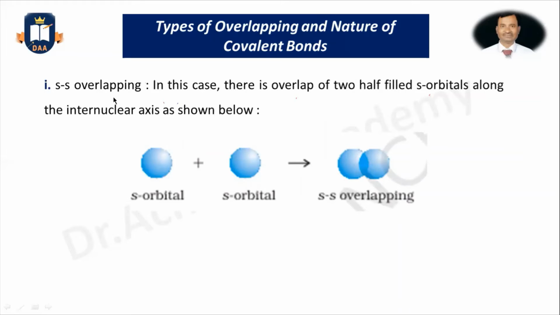Number 1, SS overlapping. You can see there are two S orbitals. It is spherical in shape, and two half-filled S orbitals, that means it has single electrons, and after overlapping, this is the combination, and is called the SS overlapping. Overlapping of an S orbital with another S orbital is called the SS overlapping.